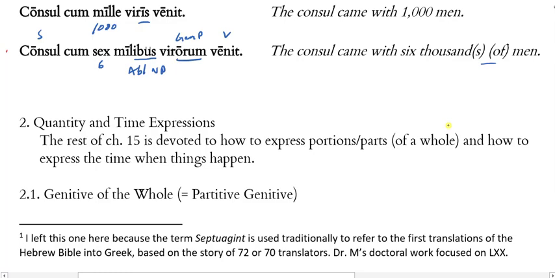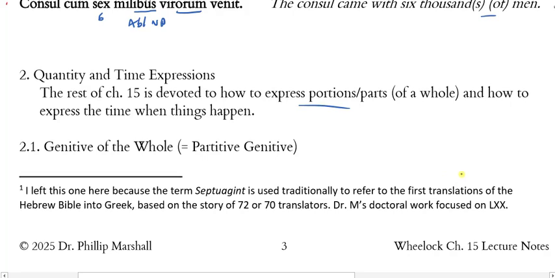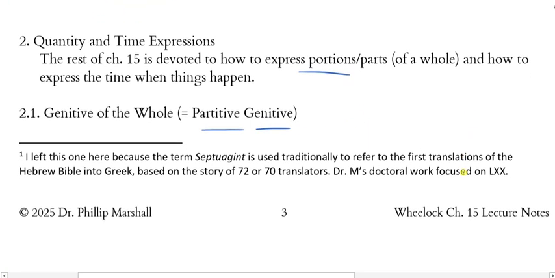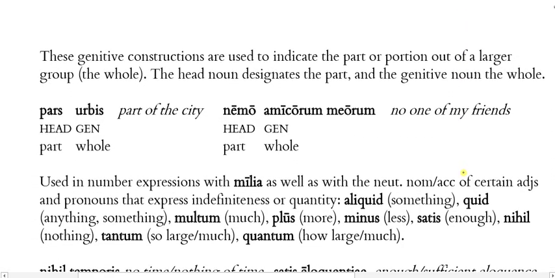All right, now in the second half of our time together, we want to talk about quantity expressions and time expressions. Here we're going to first start with expressing portions or parts of a whole, and then after that we'll talk about expressing the time when things occur or happen. Okay, so 2.1, genitive of the whole. And a lot of grammarians will refer to this as a partitive genitive. That's actually the expression that I'm more accustomed to using rather than genitive of the whole. But we'll explain what we mean by both of these here.